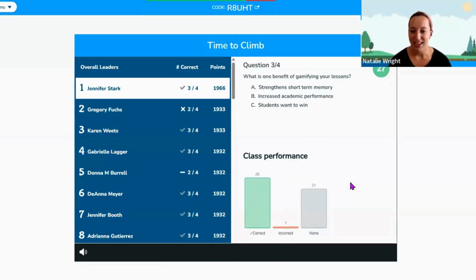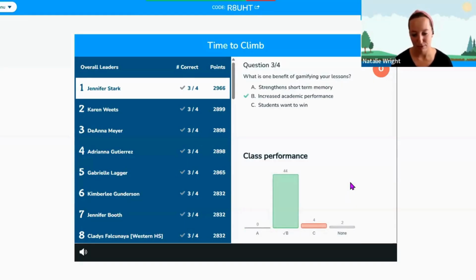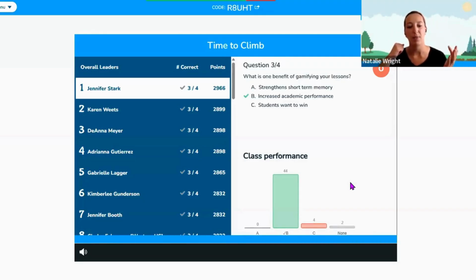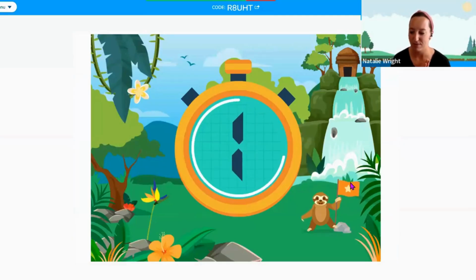Okay, what's one benefit of gamifying your lessons? It strengthens short-term memory and increases academic performance for students who want to win. Awesome. Okay, is Jennifer going to hold the lead? It absolutely increases academic performance. With your students motivated to participate, they're really wanting to do all the work to play the game, and that increases our academic performance because we have their attention, we have their focus on their lesson, they're re-listening to information from videos. The academic performance is going to go up.